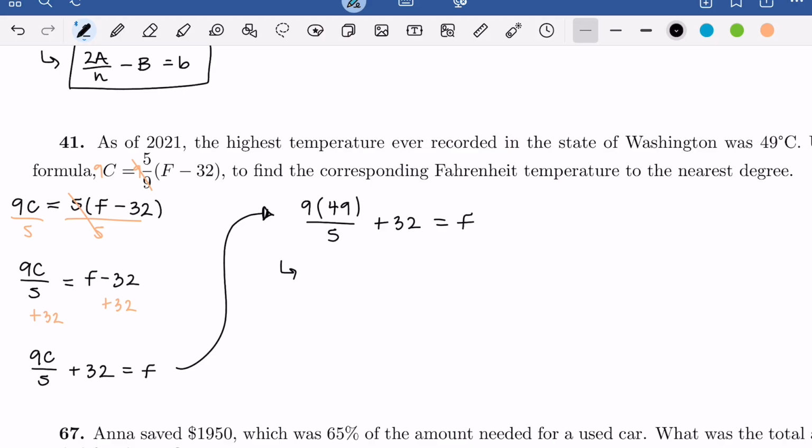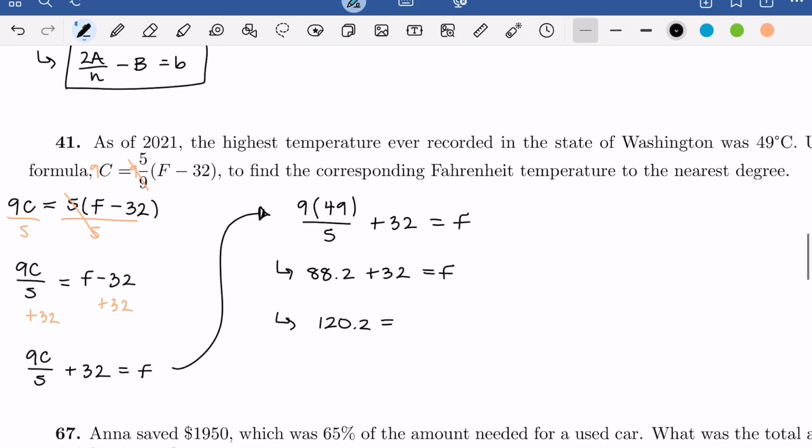So 9 times 49 divided by 5 is going to give us 88.2. And then we'll add 32 to that. This will give us 120.2 is equal to F. And then we want to find this temperature to the nearest degree. So rounding this is going to be 120 degrees Fahrenheit.